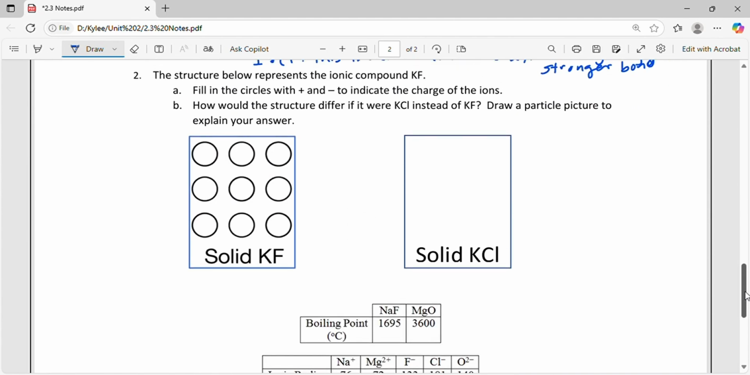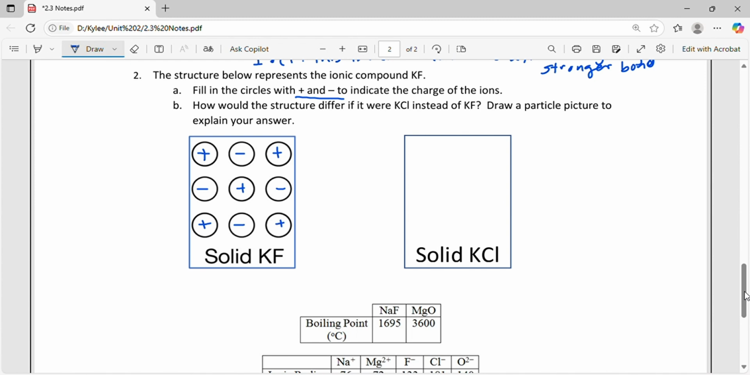We have the structure below represents the ionic compound for KF. The first thing they want us to do is to fill in positive and negative to these circles to indicate the charges of the ions. So remember, it alternates positive. My next row, because this first one I made positive, it would have to go negative. And then the last row is going to repeat what I had on that first row, so positive.